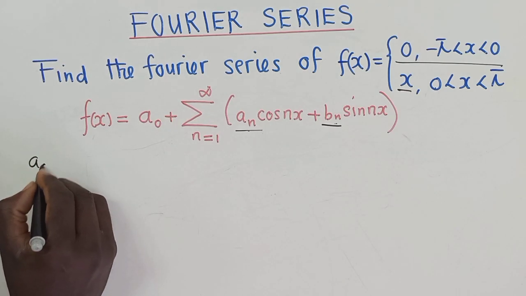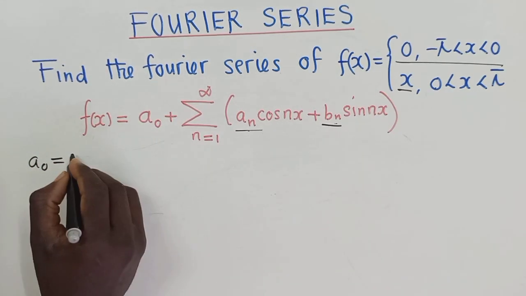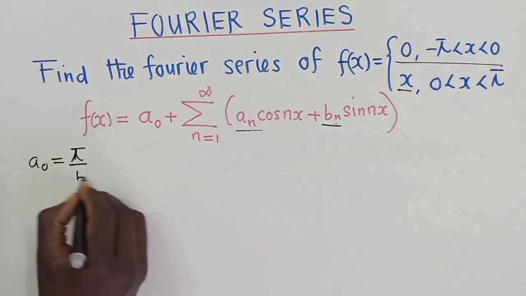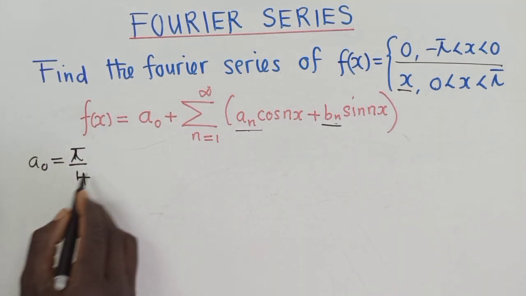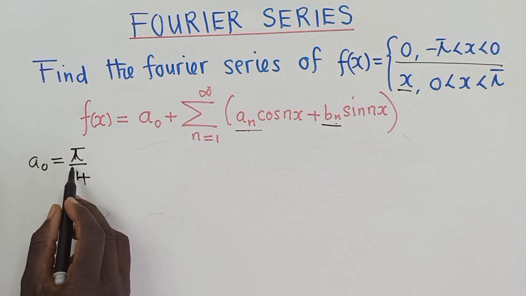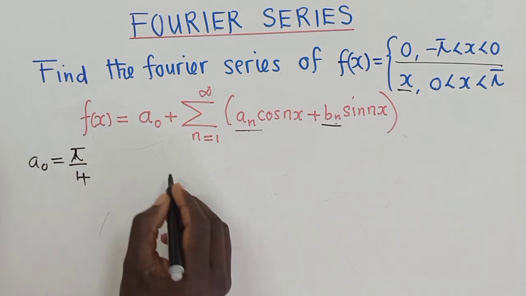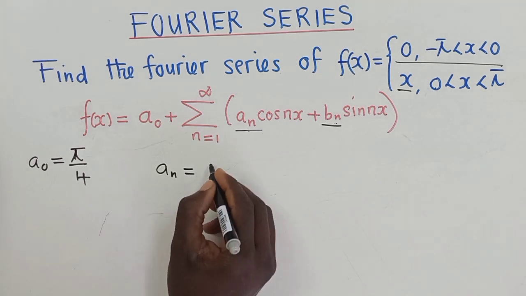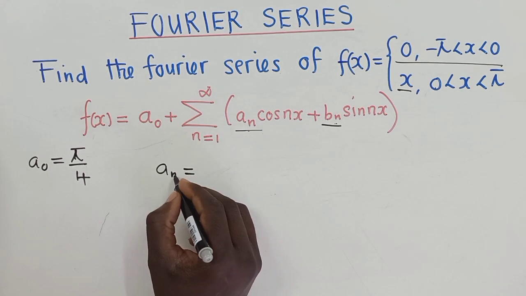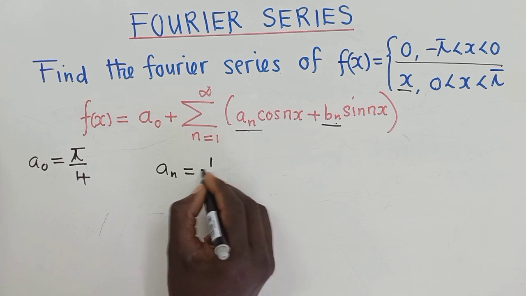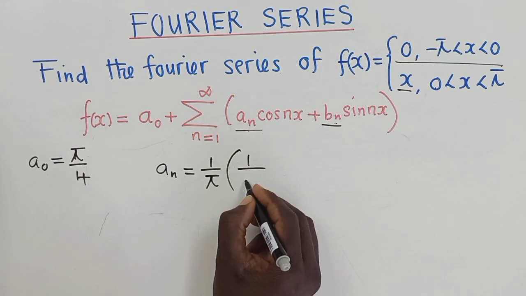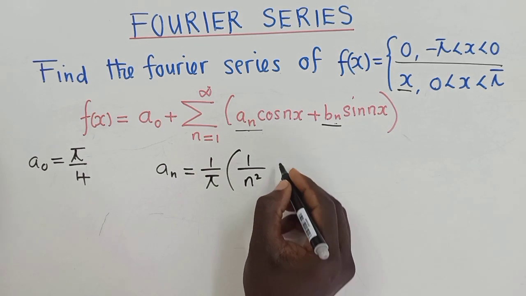Our A0, we found it to be pi over 4. Okay, so there is not much work that is needed to be done here. Where there is work is on this one. Okay, our A subscript n, we found it to be this. This is what we found.